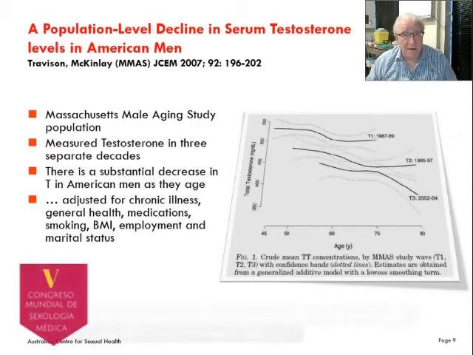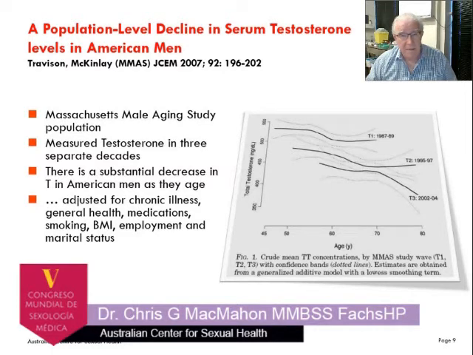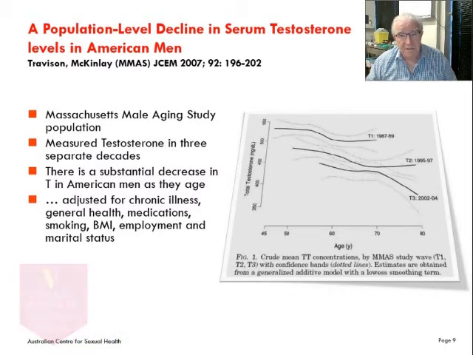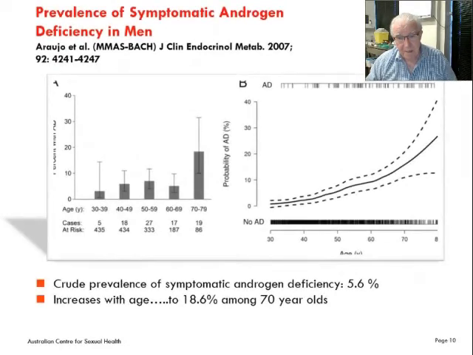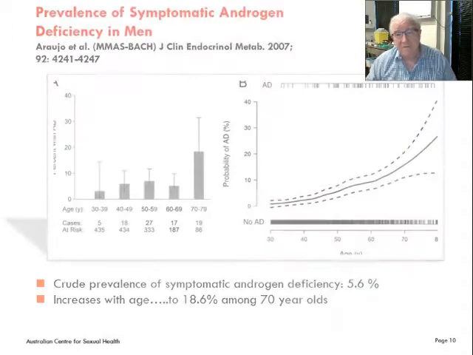This age-related decline in testosterone was demonstrated in the Massachusetts male aging study, where the changes in testosterone levels were measured over 3 separate decades and demonstrated, as the graph on the right shows, a substantial decrease in testosterone in American men as they age. In a post hoc analysis of this data, the increasing incidence of hypogonadism as men age was demonstrated, shown in slide A, with an incidence of 18.6% amongst 70-year-old men in slide B, and an overall crude prevalence of symptomatic testosterone deficiency of 5.6%.